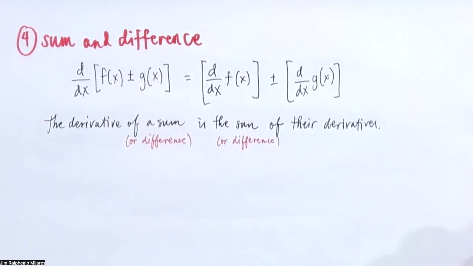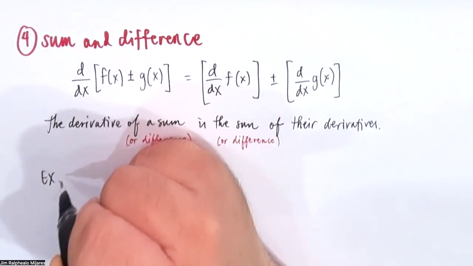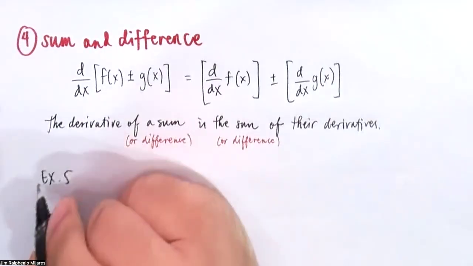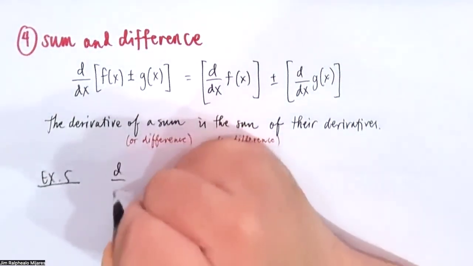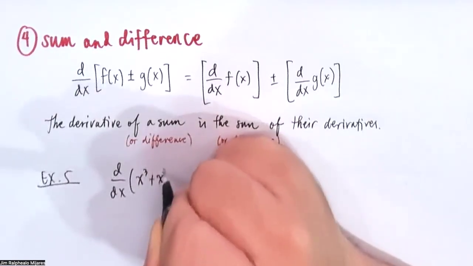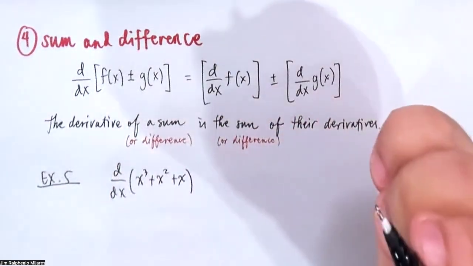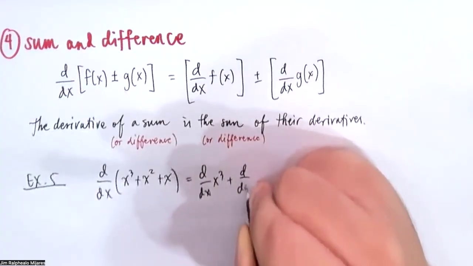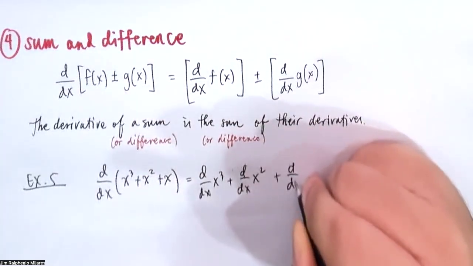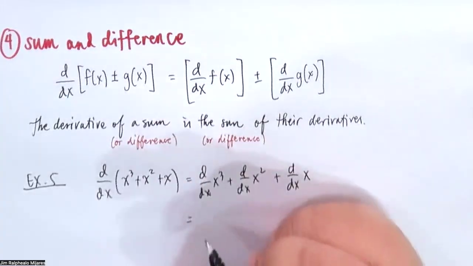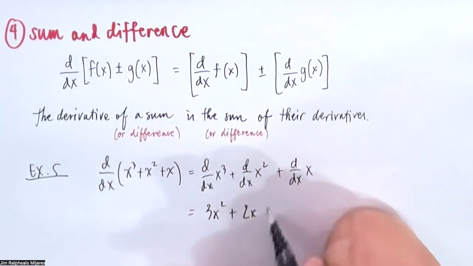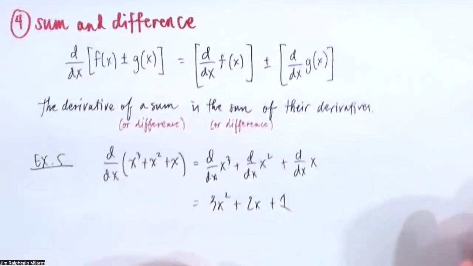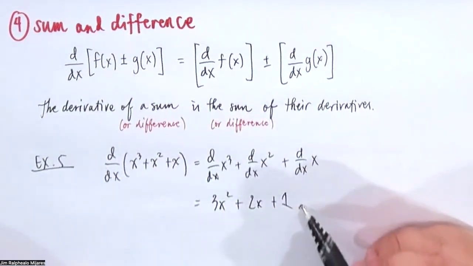Okay. So for example, example 5. What's the derivative of x cubed plus x squared plus x? Okay. This will just be the derivative of x cubed plus the derivative of x squared plus the derivative of x. This will all be equal to 3x squared plus 2x plus 1. So the derivative of this expression right here is this. That's not such a hardship.